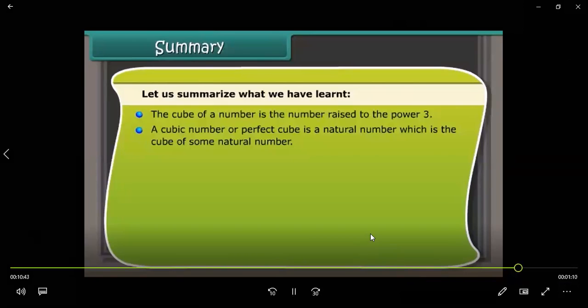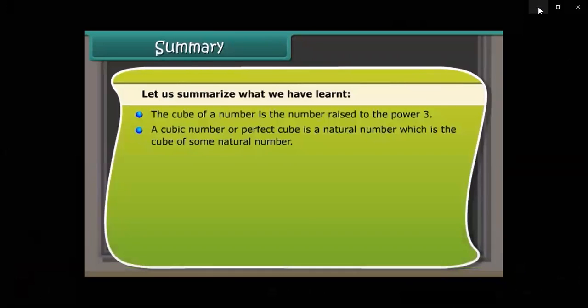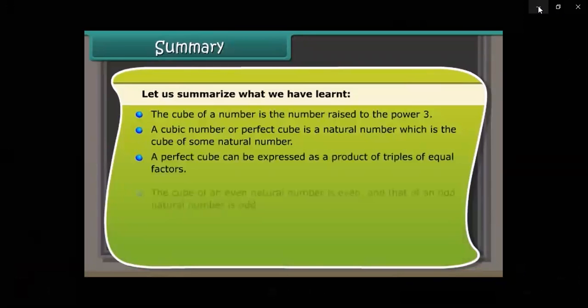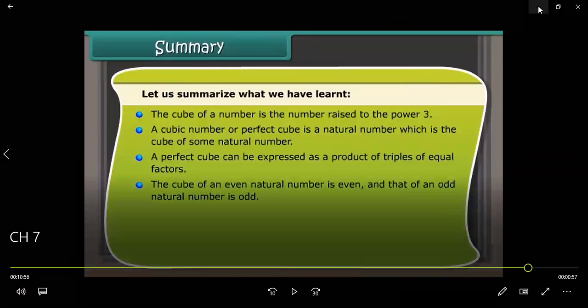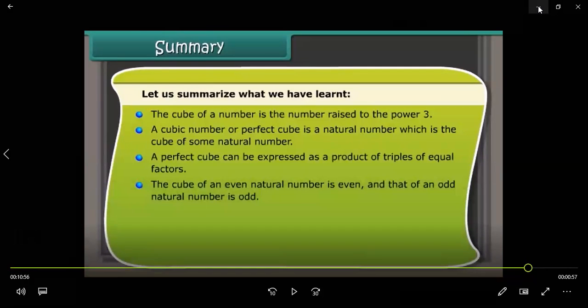Okay, students, so that's all for this chapter. So let's summarize what we have learned today in this video class. The first topic was the cube of a number is the number raised to the power of 3. Then we discussed a cubic number, or a perfect cube, is a natural number which is the cube of some natural number, for example like 8, 27 or 64, 125, and so on.